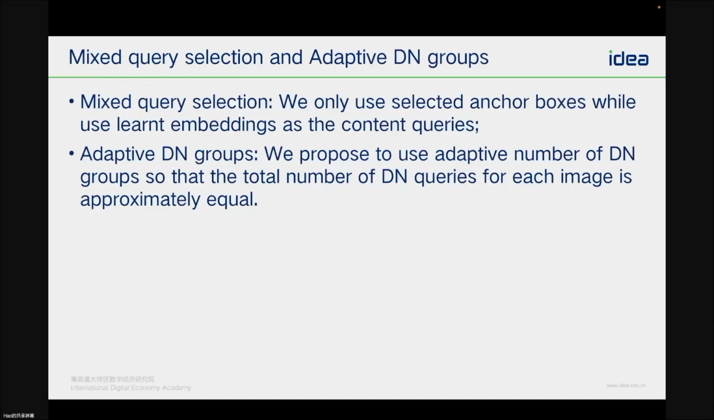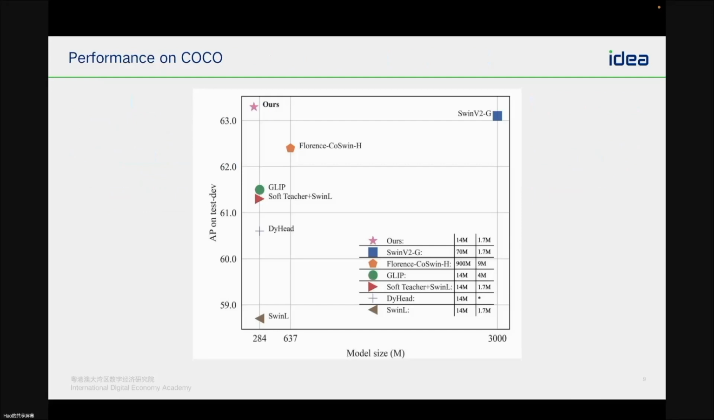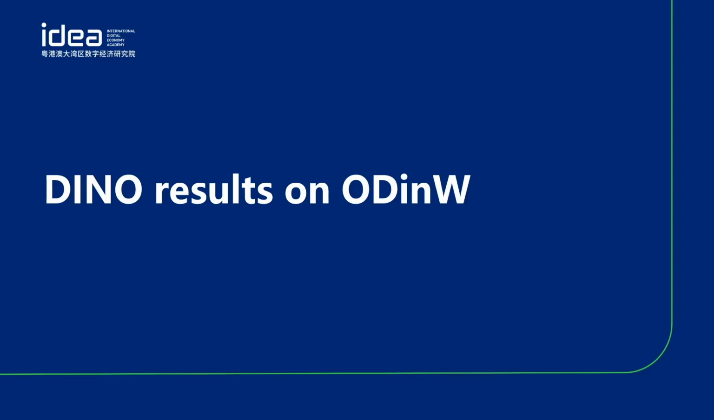We also propose mixed query selection and adaptive DN groups. For mixed query selection, we only use the selected anchor boxes in the query selection part. We use learned embeddings as the content queries. For adaptive DN groups, we propose to use an adaptive number of DN groups to guarantee that we have an equal total number of DN queries. In this figure, we can see that our model has the smallest model size compared with the other models, and we perform best. DINO reached impressive performance on the overall object detection benchmark.